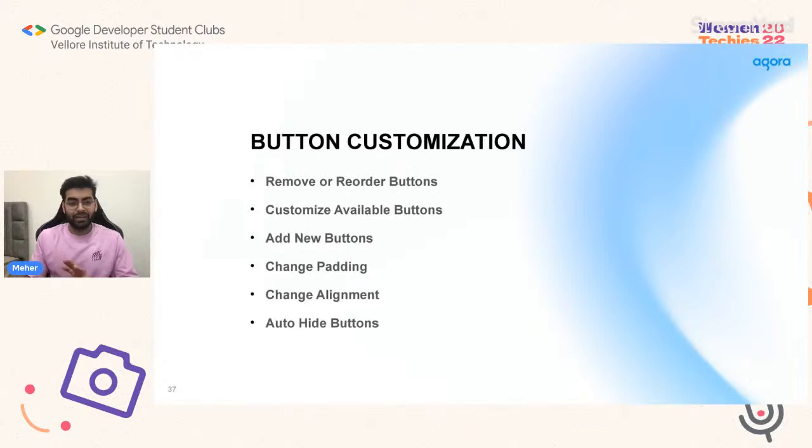Now, let's quickly go ahead with the button customization, or the Agora video button class that we have. The customizations are, again, first of all, height, width, padding, and the location of the buttons. All that can be done. Also, one cool thing about the button customization is that it has an auto hide feature. So let's say you are in a video call, and after a certain time limit, these buttons will be hidden so that you can focus on the video call itself and not see the buttons at the bottom.